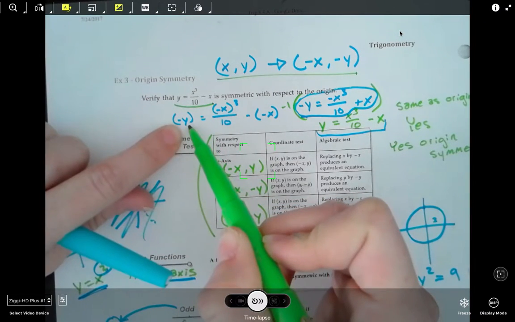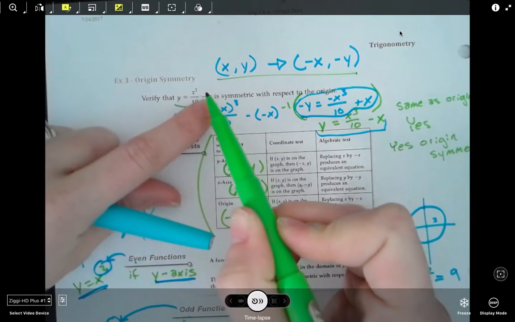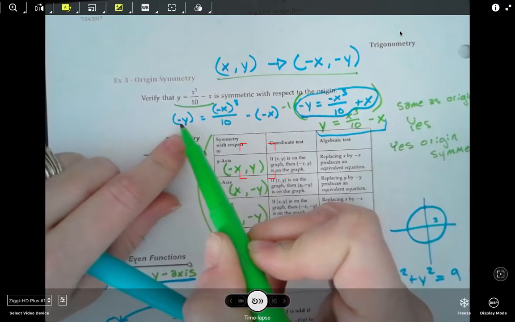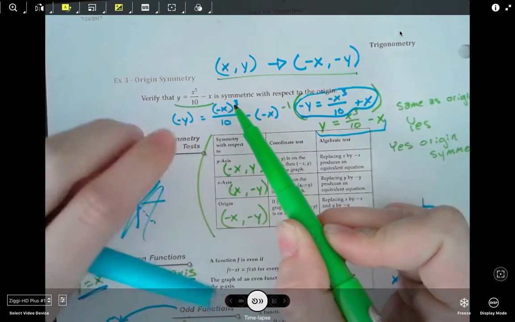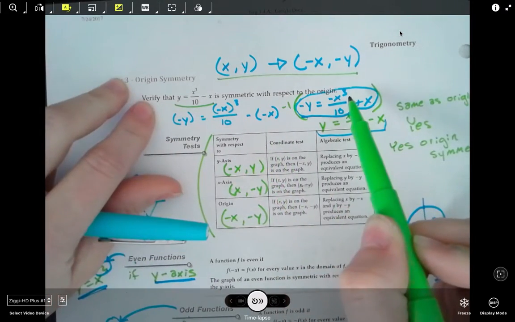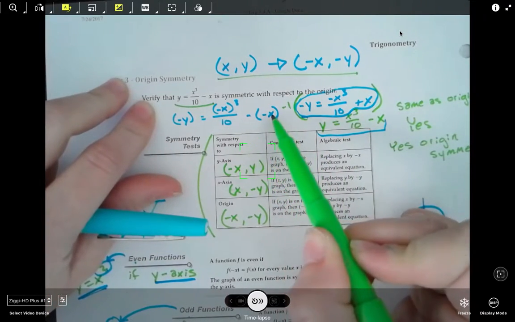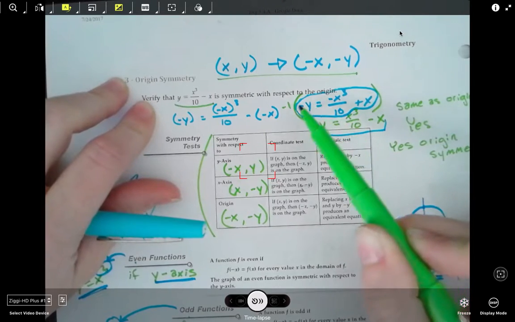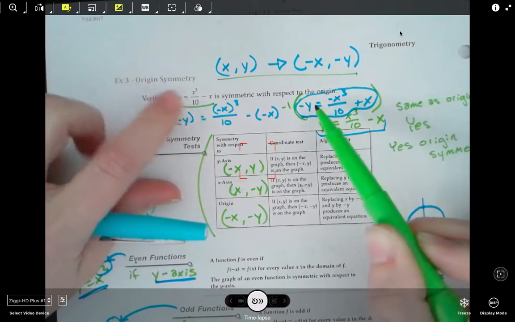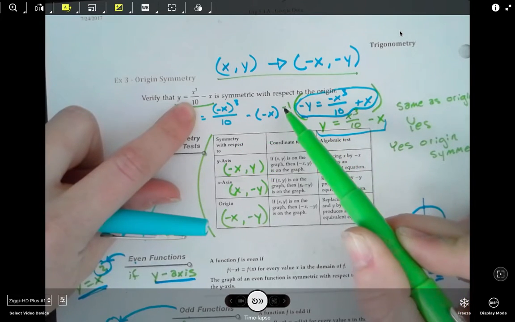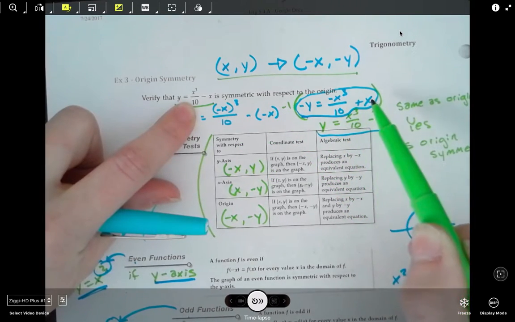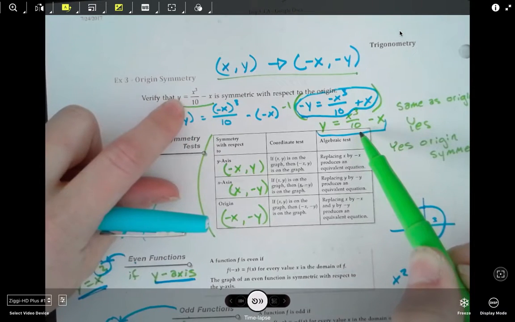Y is going to become negative y. X is going to become negative x, and x becomes negative x. So negative y is just going to simplify to negative y. Negative x to the third power, if you take a negative times itself 3 times, it stays negative. And then minus a negative x becomes positive. So this right here in the blue is not the same thing as what we had to start with. But if I multiply everything by a negative 1, it does become what we had to start with.